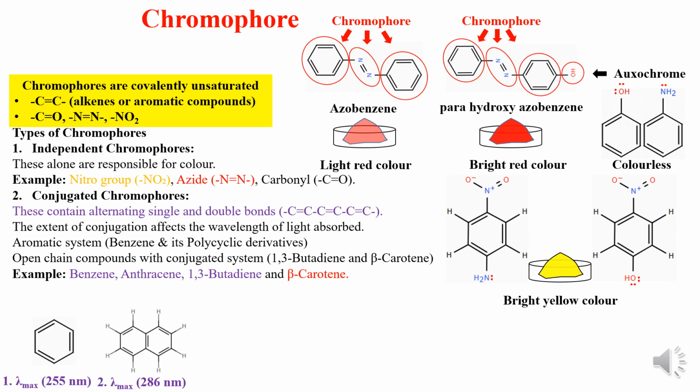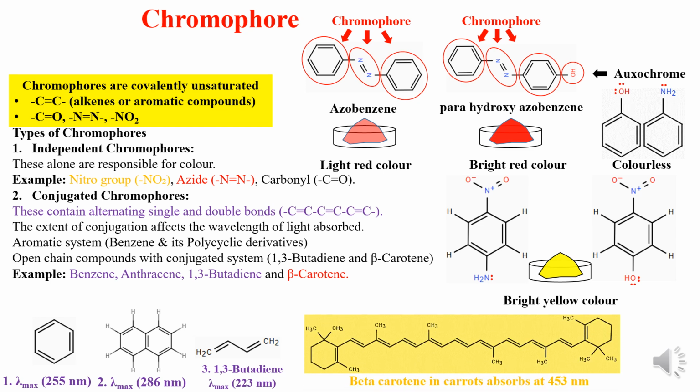When you find extension of conjugation in the molecule, it definitely affects the wavelength of light being absorbed. You can also find conjugation in open chain compounds like 1,3-butadiene and highly conjugated systems like beta carotene. Beta carotene is a colored pigment present in carrots, and it absorbs at a specific wavelength of 453 nanometers.